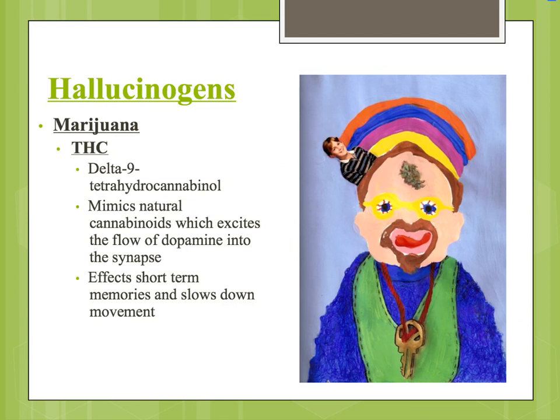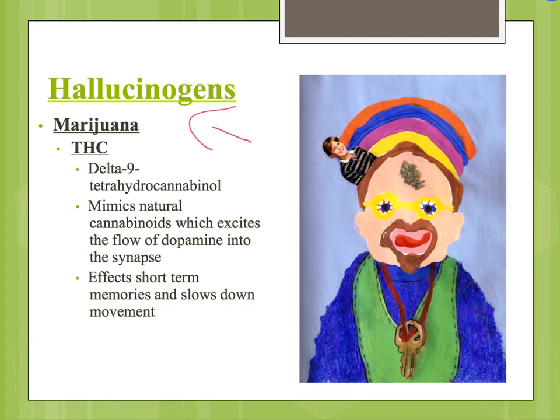The last hallucinogen and the last drug we'll talk about is marijuana. All right, the main ingredient in marijuana is THC. It stands for delta-9 tetrahydrocannabinol. All right, marijuana mimics natural cannabinoids, which excites the flow of dopamine into the synapse. Now, this dopamine is going to affect the limbic system around the hippocampus and also around the hypothalamus. So, because it affects the hypothalamus, it gives the user a sense of hunger, often known as the munchies. So this is why they're constantly hungry, because it's constantly stimulating the hypothalamus.